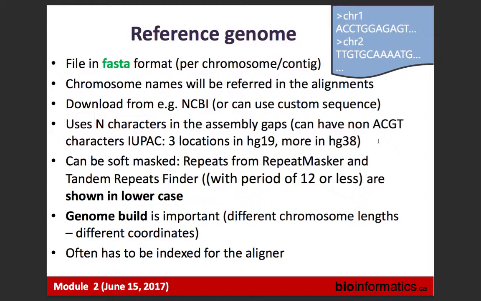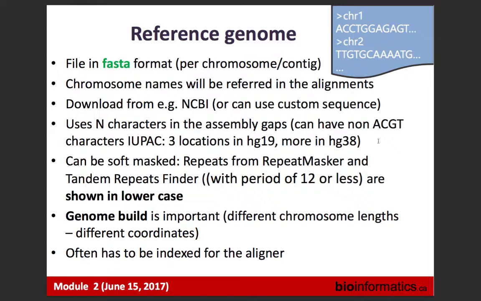That's why when we use a genome, we have to pay attention to what build we are using. If somebody gave us an alignment to, say, hg18, the previous version of the human genome, the previous build, and then we try to visualize it at hg19, or place those reads on hg19, we will get completely different coordinates. So we have to be aware of this.